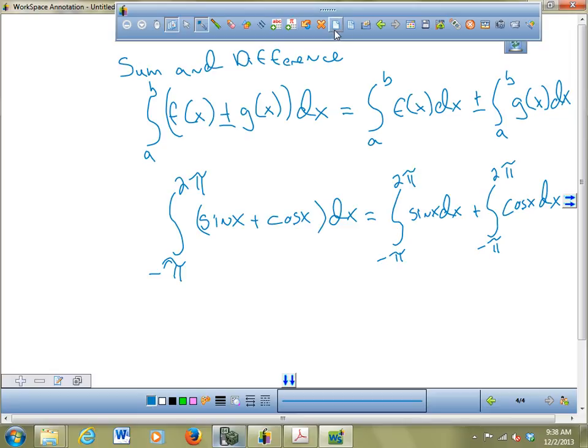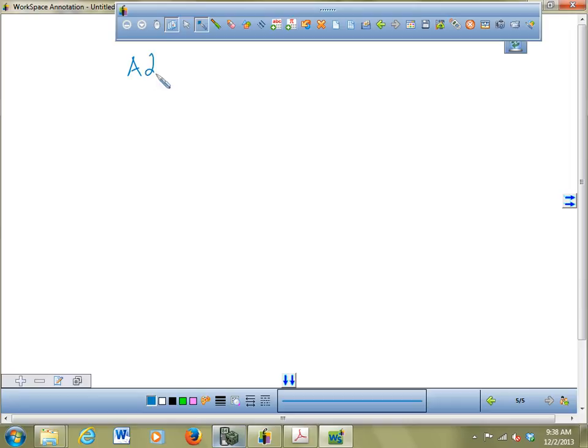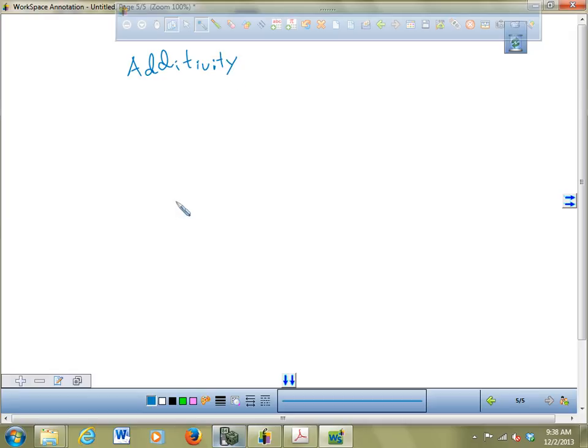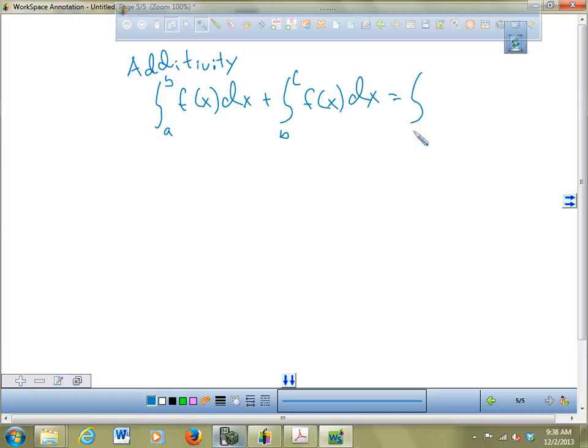The next one seems like the same thing, but it's not. This is called additivity. I didn't know this was a word, but apparently it is. What this says is that if I have an integral from a to b of f of x dx plus the integral from b to c of the same function f of x dx, that's equal to the integral from a to c of f of x dx. And you say, oh, that looks just like what I just showed you. It's not the same thing.